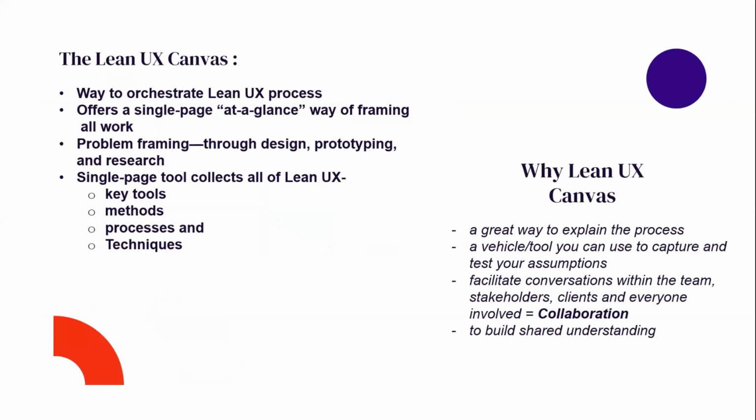So, giving an overview of the Lean UX Canvas: it is a framework or tool used to orchestrate Lean UX processes. It is a single page with all the process sections divided into 8 groups, which the author calls boxes. It starts from problem framing, designing, prototyping, and what research we are going to do. So this has been discussed in this Lean UX Canvas.